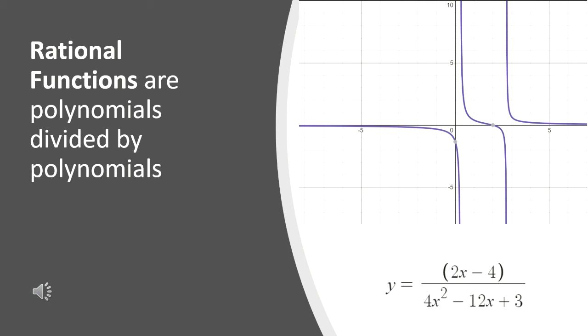Rational functions are polynomials divided by polynomials. Our example here has a linear polynomial, 2x minus 4, being divided by a quadratic polynomial, 4x squared minus 12x plus 3. And rational functions often have graphs chopped up into pieces where the pieces are defined by the zeros of the denominator. So if I found the zeros of this denominator, I would kind of see that it's separating the graph into those 3 pieces. Again, we're going to study rational functions much more in our semester. We're just introducing the names of our types of functions.